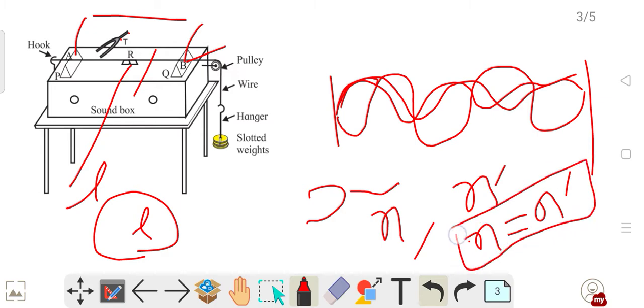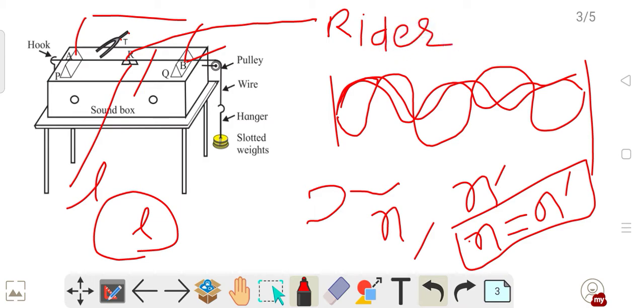then this condition is called what? This condition is called resonance. And now if this resonance happens, then the waves which are there in the L length of the string will have high amplitude, because resonance will be set up. Now this high amplitude or resonance is identified by this piece of paper which is denoted by R. This R is called a rider.